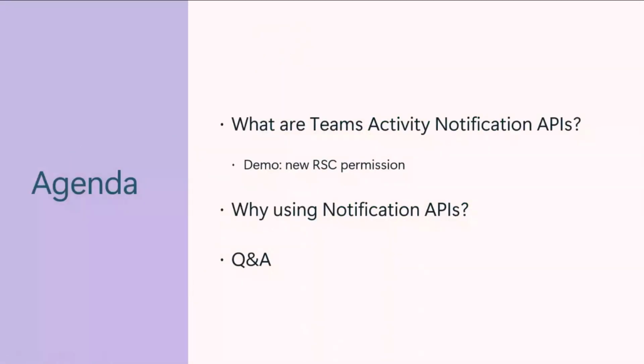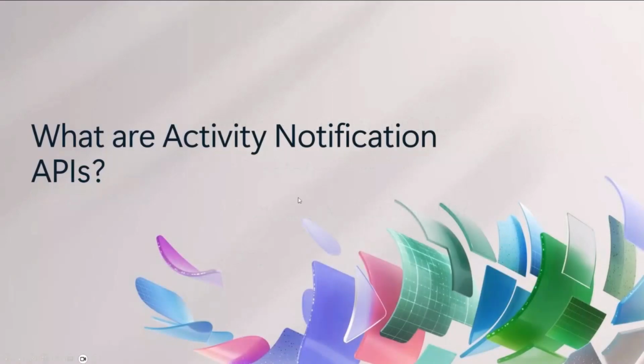So today we're going to cover a couple of things. First, we're going to show you what are the Teams activity notifications APIs, because you might need some more context to get started. And then we'll show you a demo of the new RSC permission. We'll also talk about what is RSC, so to give you full context on that. And then next, we'll talk about why you should consider using notification for your Teams app. And then, last but not least, if we have a couple of minutes, we can do some Q&A.